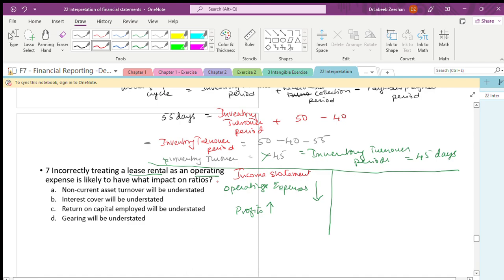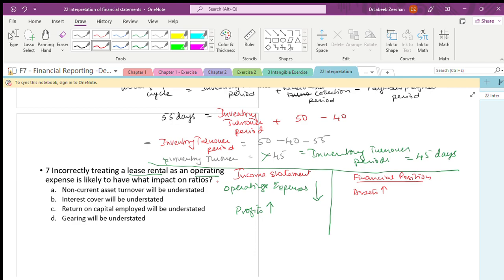What happens with the financial position? In the financial position, definitely your assets will increase. The assets will be overstated. When the assets increase, the non-current asset ratio will be understated, interest cover will be understated, return on capital employed will be understated, gearing will be understated.